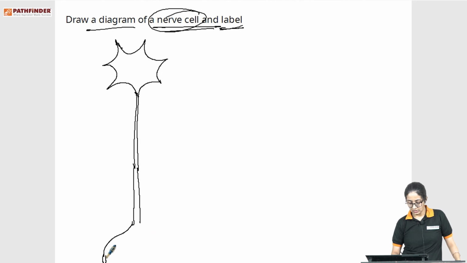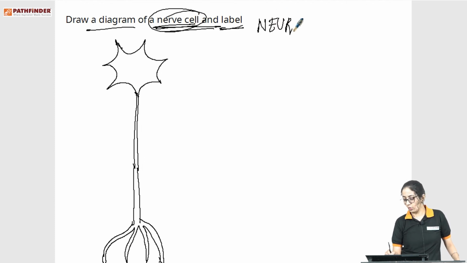Then you will draw the nerve terminals. Now do not go into drawing the synapse, that makes the question complex. It only says nerve cell. You just have to draw one neuron. Don't go into drawing the synapses over here.